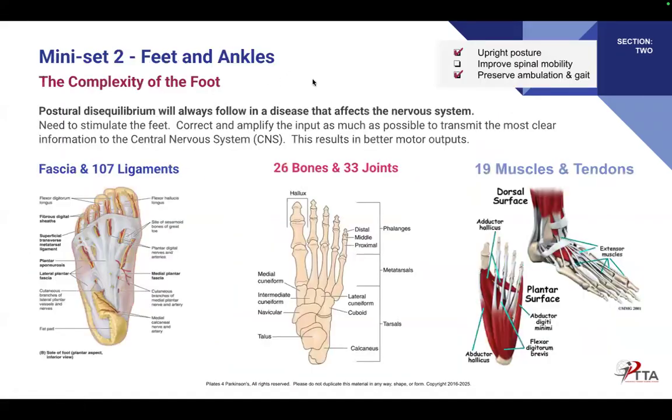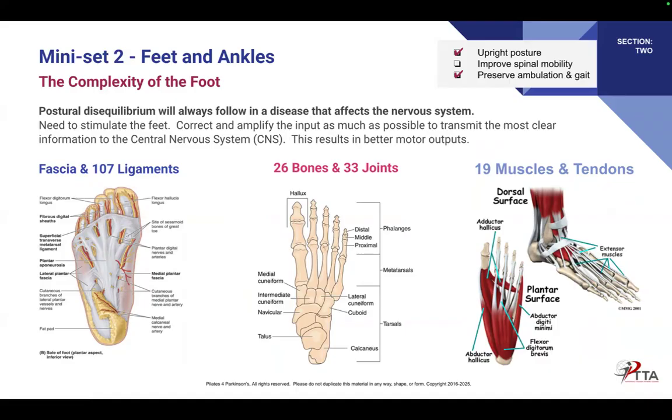Then we get on to the feet and ankle series. And the first thing I want to talk about is how complex the foot is. I absolutely love my feet. And I love my feet because they're so complex and they have to do so much to support everything else that I want to do in life.